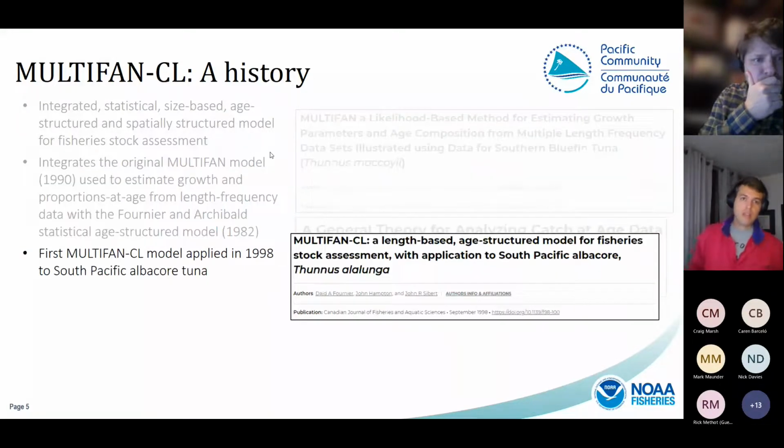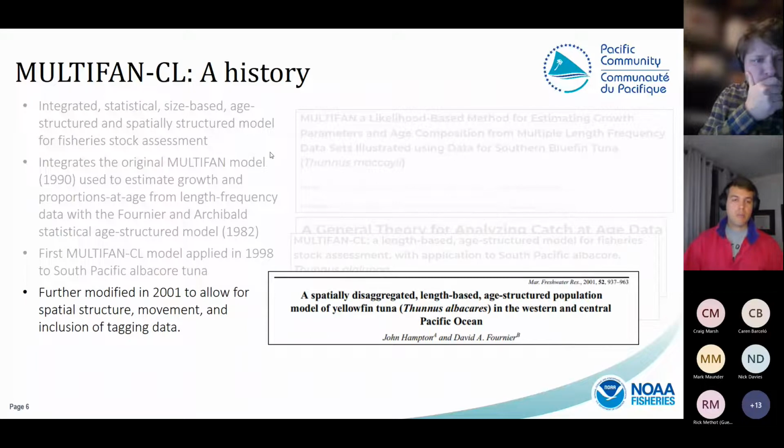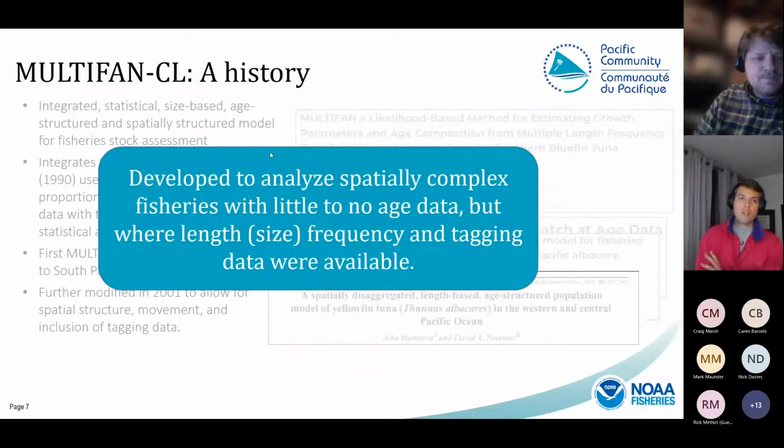It was actually first applied to South Pacific albacore tuna in 1998. And then it was further modified in 2001 to allow for spatial structure, movement, and the inclusion of tagging data. So at its core, multifan CL was developed to analyze spatially complex fisheries with little to no age data, but where length or size frequency data and tagging data were available.